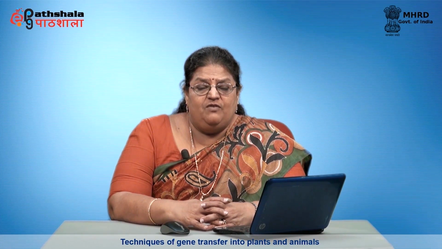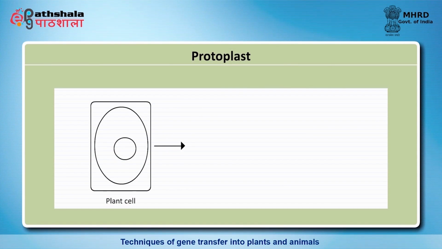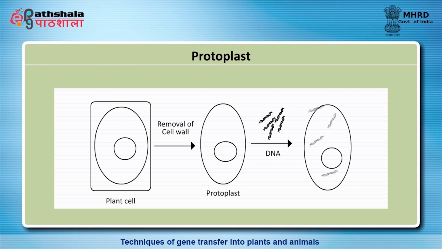Generally, for the insertion of genes using electroporation, protoplasts are used. Protoplasts are nothing but plant cells which are devoid of the tough cell wall. Though the protoplasts are preferentially used, the technique has also been applied to whole plant cells as well as plant tissues.